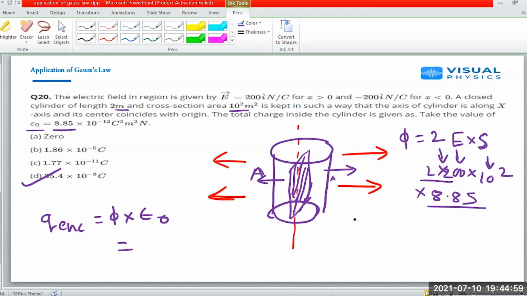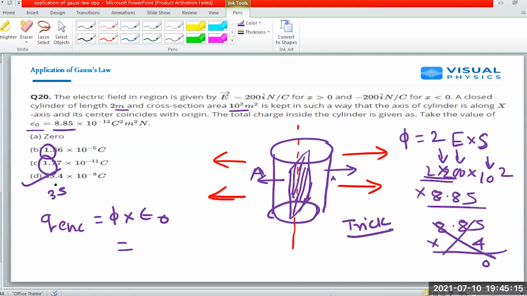Even in this question, what is the trick? Sometimes you don't have to be exact. Many students will say okay 8.85, sir, I'll multiply 4, 5, 4. You don't have to do this much. 8 into 4, 32. Which number? 35, 17, 18. Which is nearer to that? 35. So obviously I'll take 35. I don't have to solve the question completely for objectives.